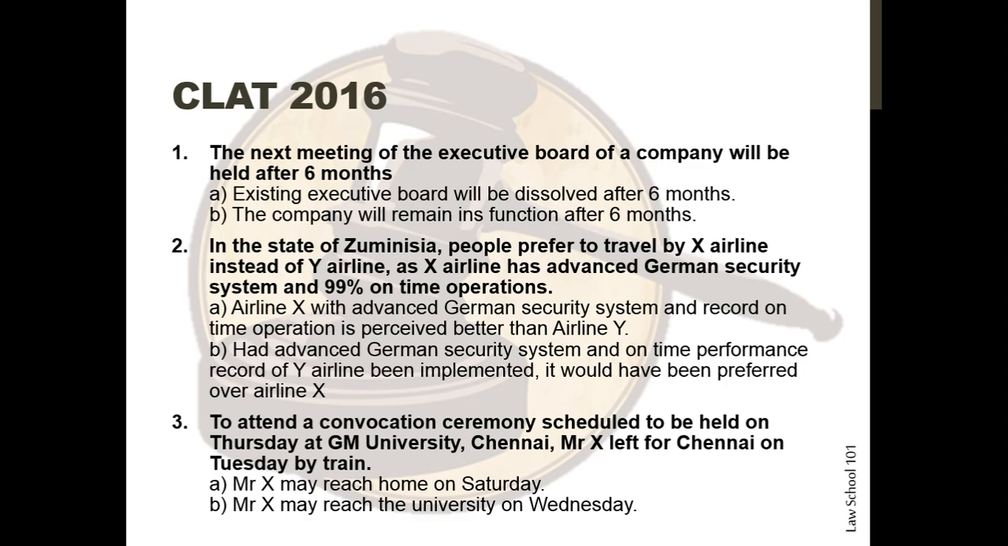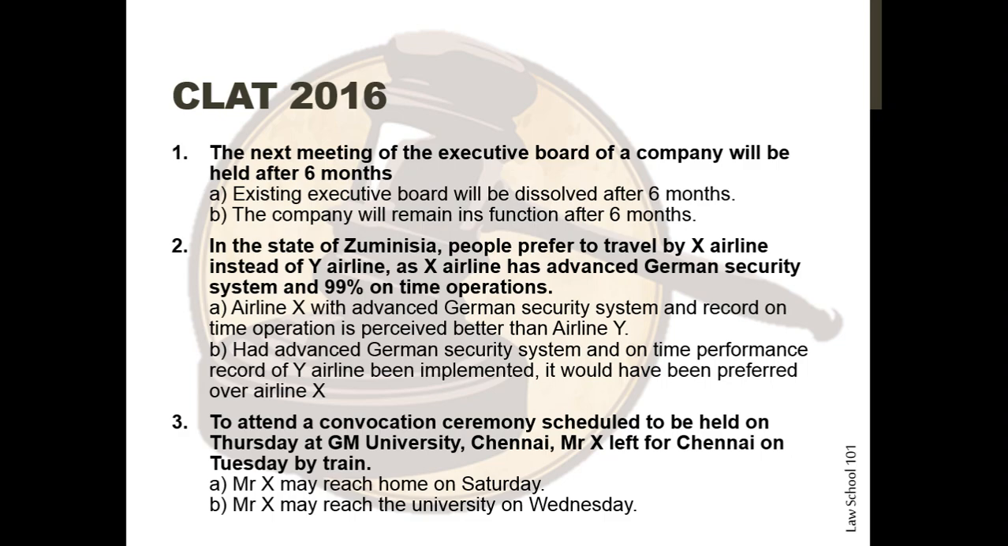Understand that there is a difference between saying that something is a benefit of X and something is a disadvantage of Y. Here, the statement says that the advanced German security system and on-time operation is a benefit of X. It does not say that they are the disadvantages of Y. What option B does is, it makes them a disadvantage of Y and says that if Y also implements these, it will also get customers, which is not a true assumption because here the statement is not talking about the disadvantages of Y, but the benefits of X. There's a difference between the two and we need to understand that. So B is not a valid assumption.